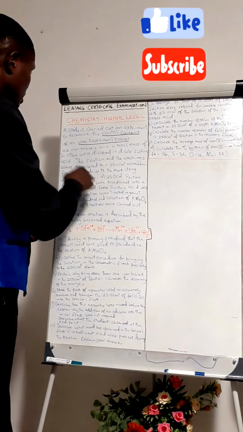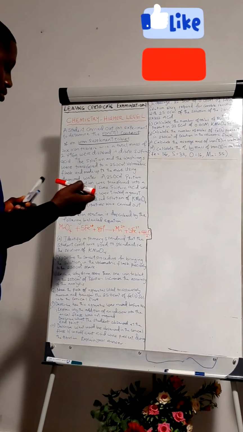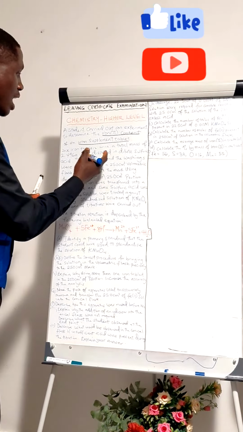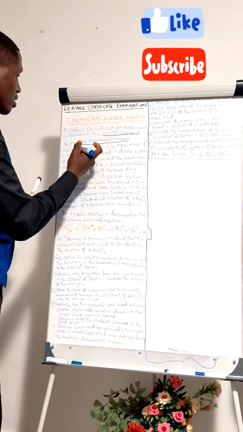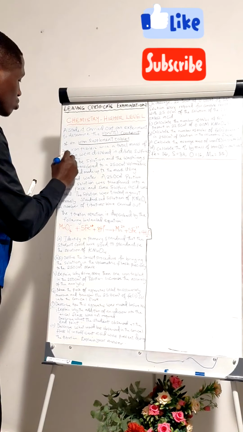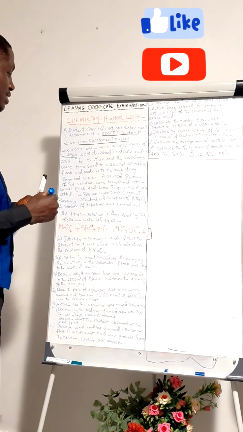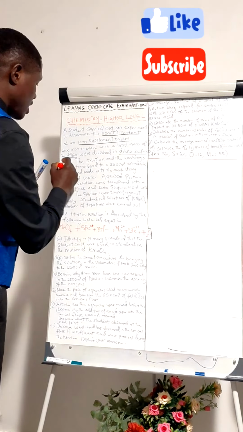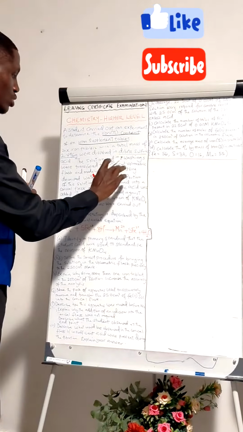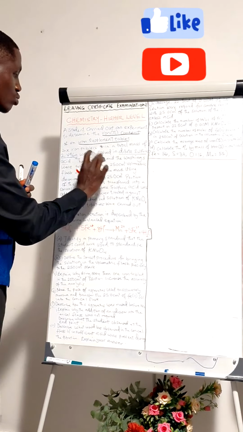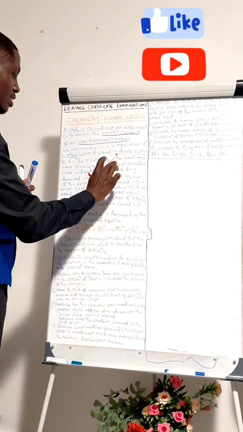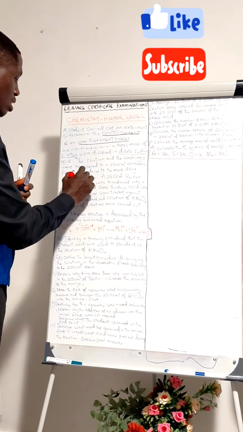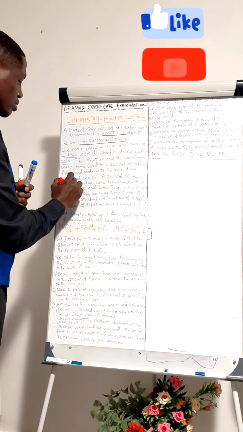Now, 6 iron tablets were used. The 6 iron tablets were weighed to be 2.496 grams, and they were dissolved in sulfuric acid. The solution and the washings were transferred to a 250 centimeter cube volumetric flask and made up to the mark using deionised water.